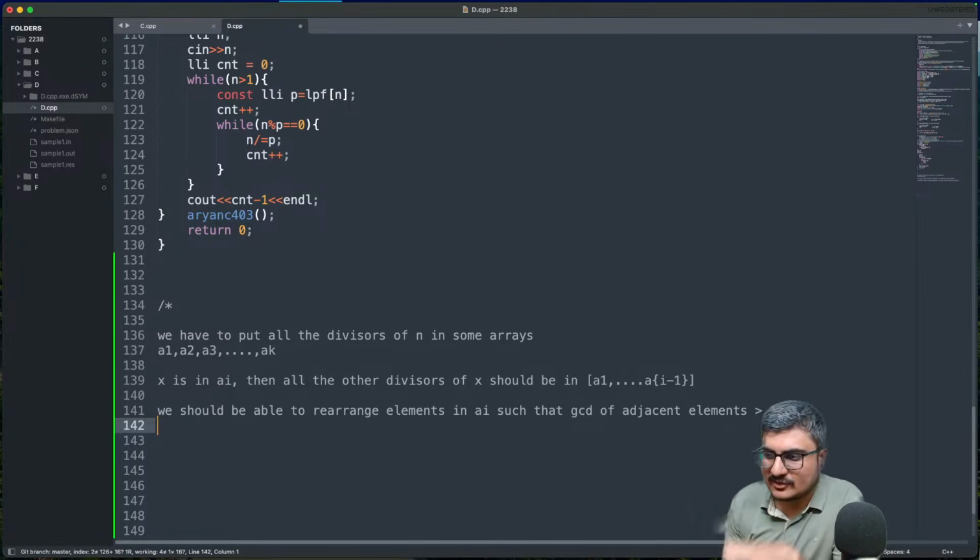Any questions anyone on the problem statement so far? Like any questions anyone on the problem statement? The problem statement was a bit tricky. If there are no questions, then I will jump onto the solution.